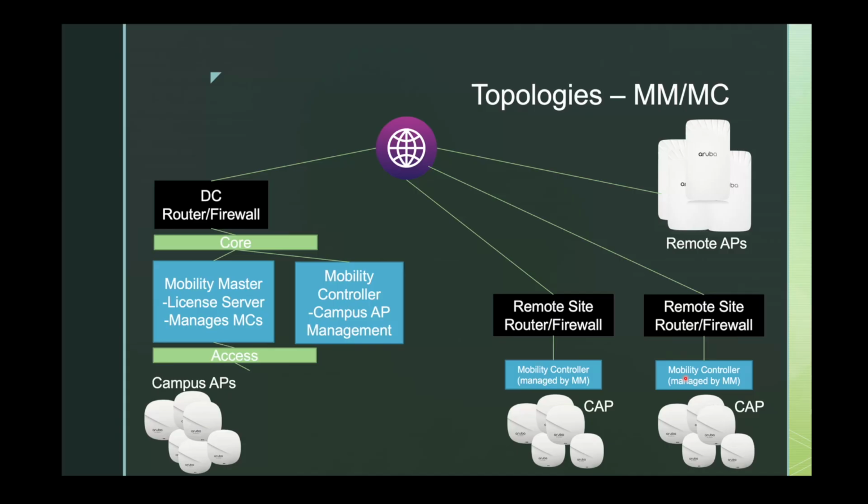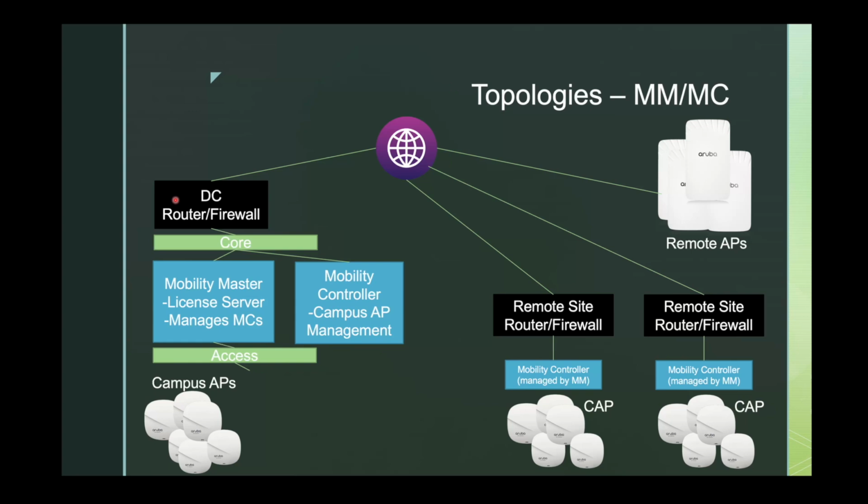Now, where you might want to deploy a mobility controller at a remote site is when that remote site is a large enough branch to the point where it needs higher density wireless, and you want the config to be perfectly synced with the mobility master at your main campus. One other thing to note is remote access points do not manage roaming very well. So if you have above 4 APs at a remote site, you should probably just put a mobility controller there.